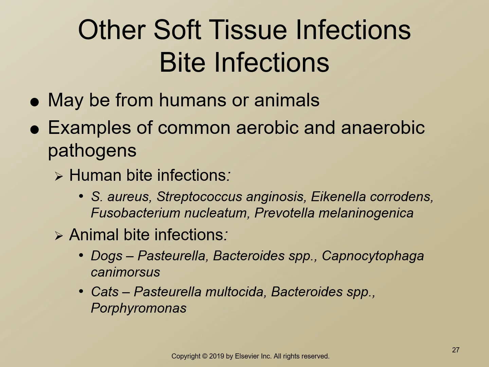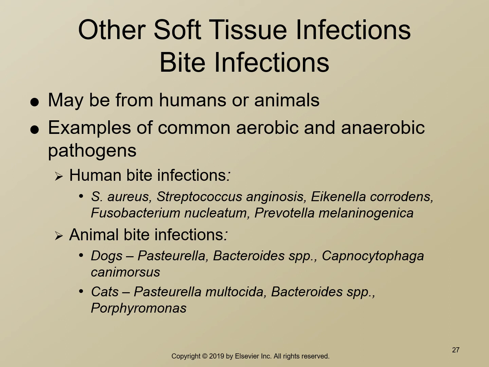melaninogenica. So some of these organisms, such as Staphylococcus aureus, are colonizers of the nasopharyngeal tract or even the skin, whereas others, such as the Streptococcus, Eikenella, and Prevotella, are normal flora of the oropharyngeal tract of humans.